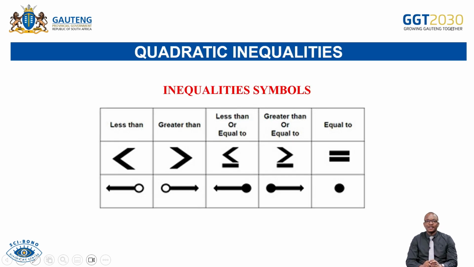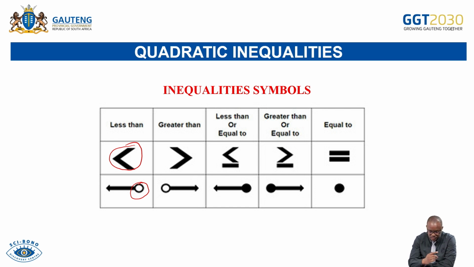Looking at quadratic inequalities, let's check the symbols and how to understand them. Then we have the first one, where we all know that if you see a symbol like this one here, you are going to say it's less than, or smaller than, correct? And when you indicate it graphically, you are going to put an open circle there, correct?